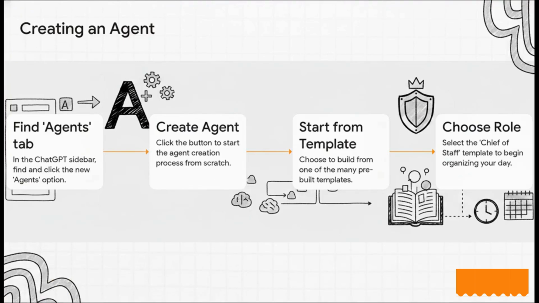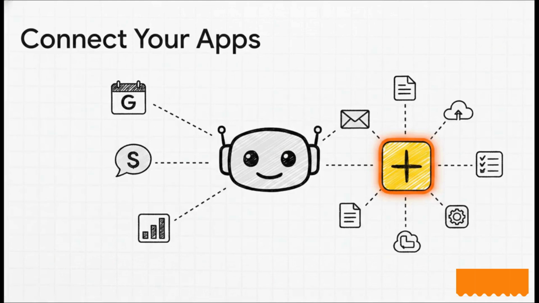First things first, open up ChatGPT and you'll spot a new Agents option over in the left sidebar. Give that a click, then hit Create Agent. Now, you could just describe what you want in plain English, but honestly, the fastest way to get going is with a template. We'll just select Start from a template and pick Chief of Staff. Easy.